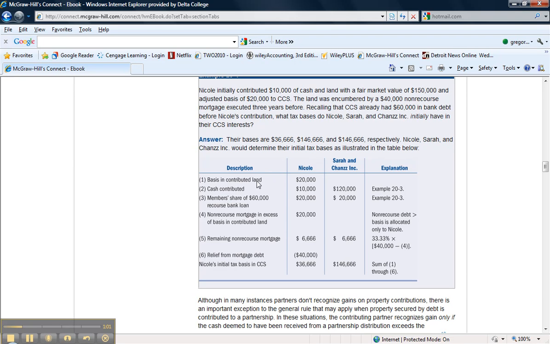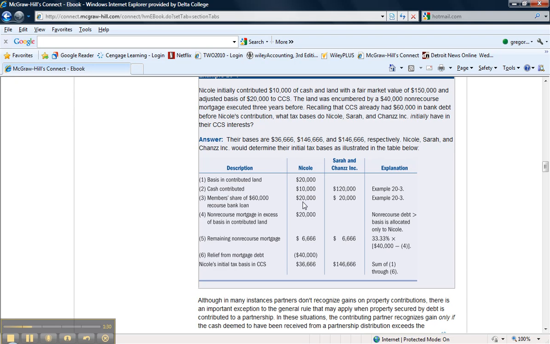Looking at Nicole, she has basis in her contributed land. Remember we said that we have substituted basis. When you contribute an asset, its basis becomes the basis that you have in your partnership. So she gets $20,000 for the basis in the land. She contributes $10,000 in cash. That gets added onto the basis. There's $20,000 that she gets for her share of the bank debt. That's $60,000 in bank debt that they've each guaranteed.